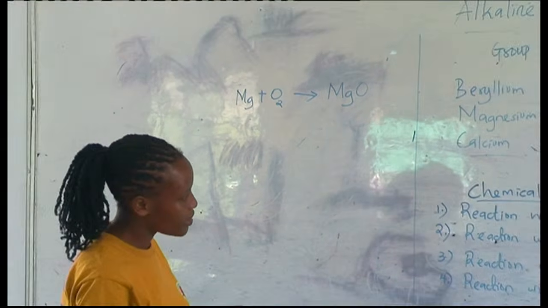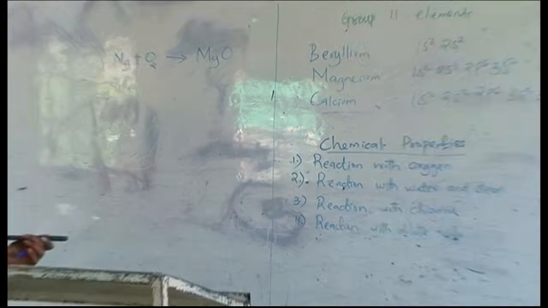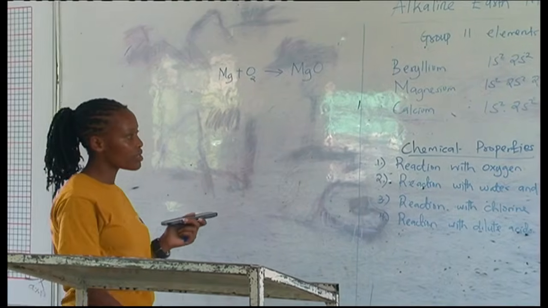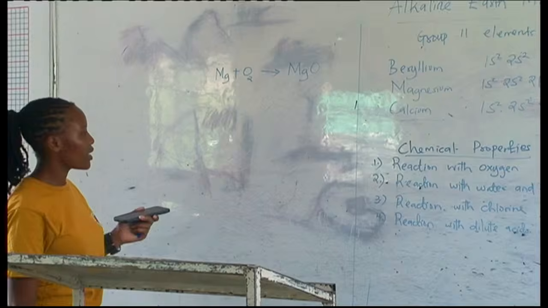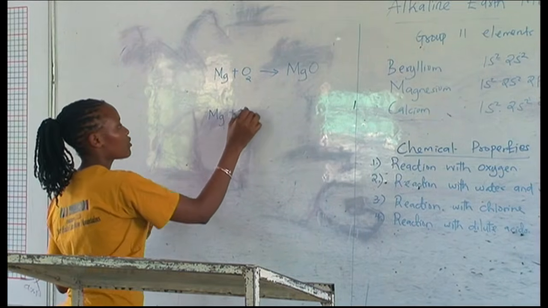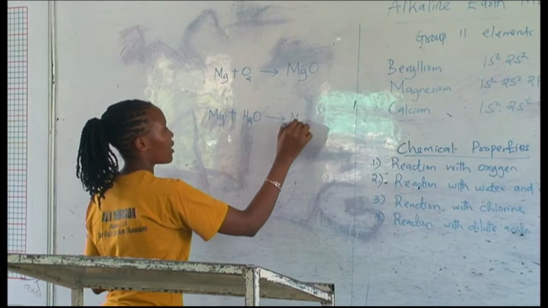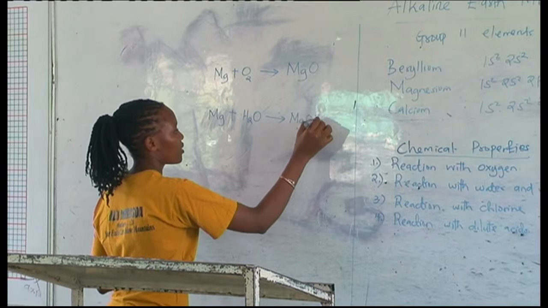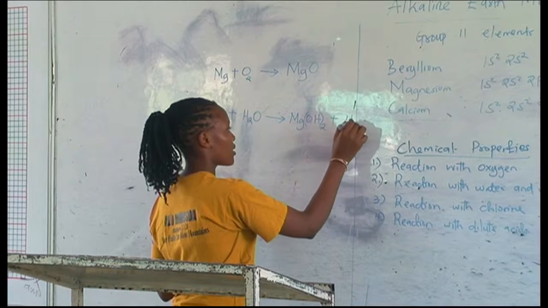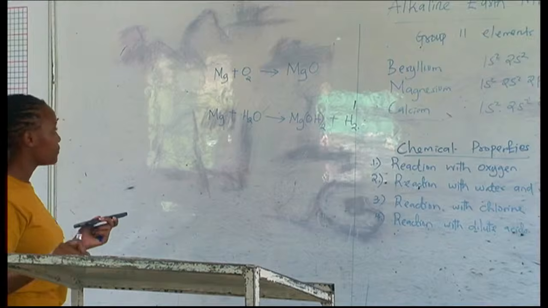Reaction with water and steam, on the other hand. Beryllium is unreactive with water, which means it does not react with water under normal conditions. Magnesium, on the other hand, reacts with water to form its hydroxide, which is magnesium hydroxide, plus hydrogen gas.